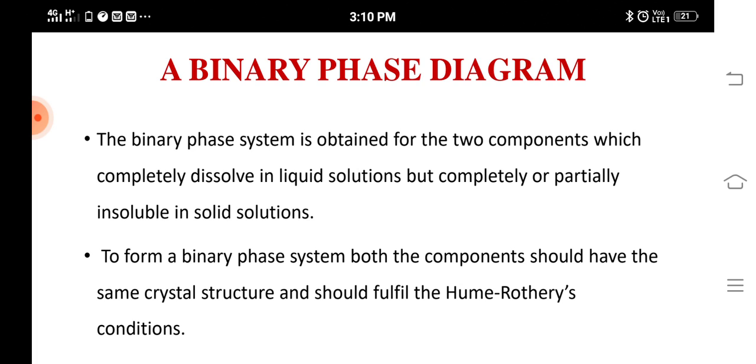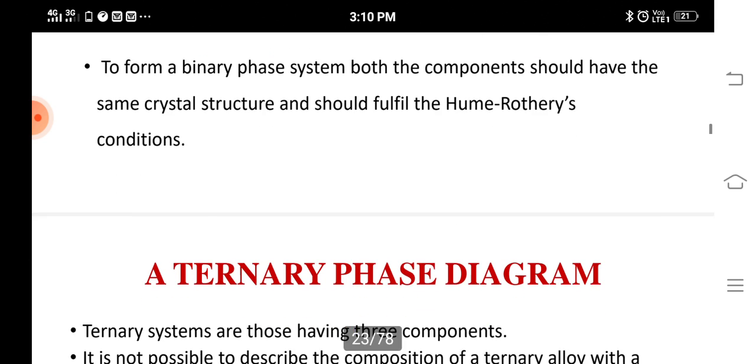To form a binary phase system, both the components should have the same crystal structure and fulfill the Hume-Rothery's conditions. If the material follows Hume-Rothery's rules, it will form an isomorphous system also.